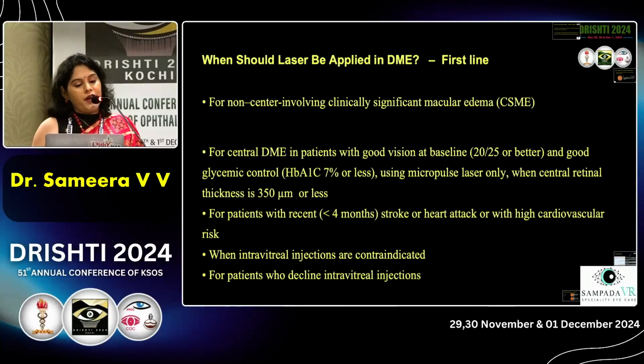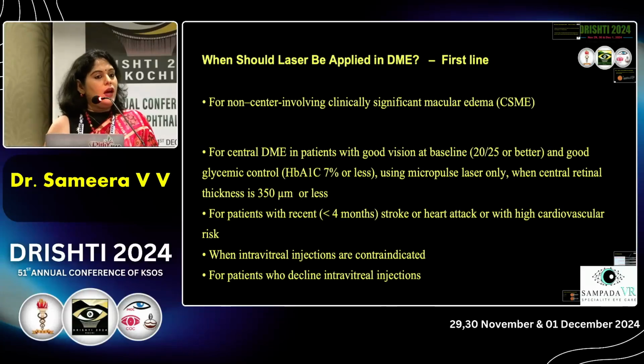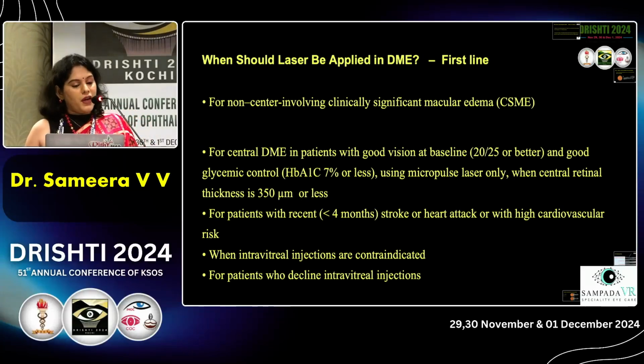Now, when should laser be applied in DME? As a first line, we can use it in non-center involving CSME cases, and even in central DME patients with good vision, when the baseline is better and the patient has good glycemic control. But this can be done with a micropulse laser only when the central retinal thickness is less than 350 microns. It is also used for patients with recent stroke, ischemic heart disease, or high cardiovascular risk, whenever intravitreal injections are contraindicated, and for patients who decline intravitreal injections.